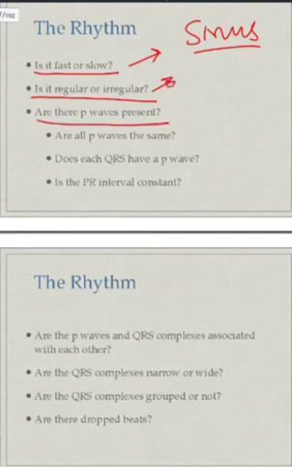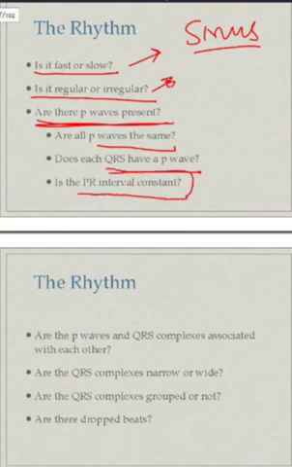Then we need to see if a P wave is present, which means the sinus node is working. Then we have to check whether all the P waves are the same or not. Does every QRS complex have a P wave? Is there a PR interval? Is it constant? All these questions have answers, and those answers are directly going to give us our diagnosis.